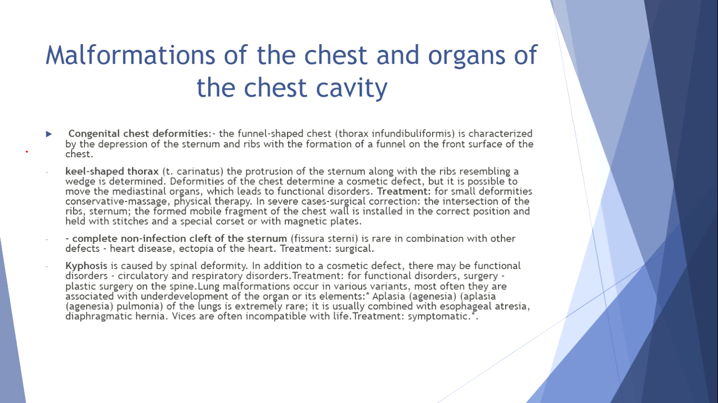Lung malformations occur in various variants. Most often they are associated with underdevelopment of the organ or its elements. Aplasia, agenesis of the lung is extremely rare. It is usually combined with esophageal atresia, diaphragmatic hernia. These defects are often incompatible with life. Treatment only symptomatic.